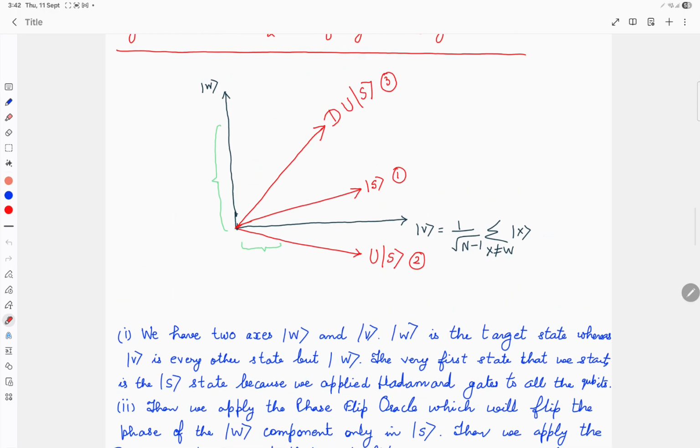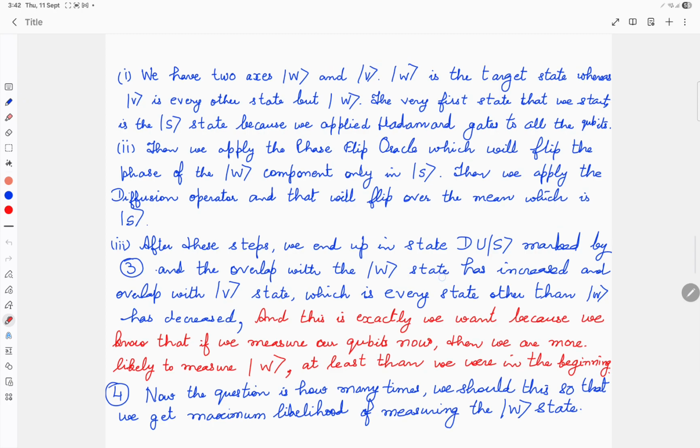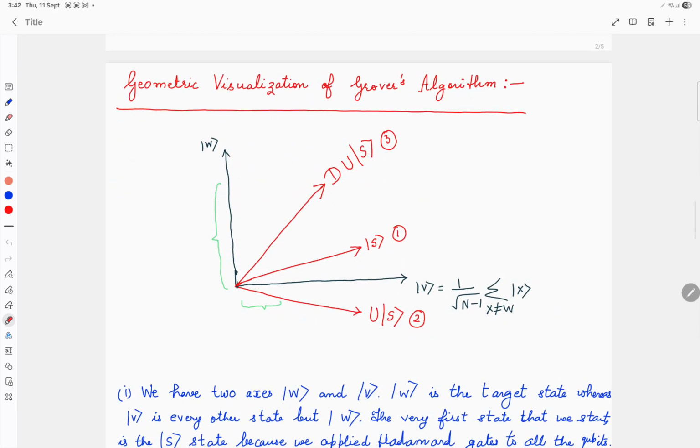After you apply the phase flip oracle, we apply the diffusion operator to amplify the likelihood of the target state. So after we apply the diffusion operator, we end up at this point. D is the diffusion operator, U is the phase flip oracle operator, and we apply the diffusion operator. What will this diffusion operator do? The diffusion operator will flip the U ket S state over ket S and will take it to this point.